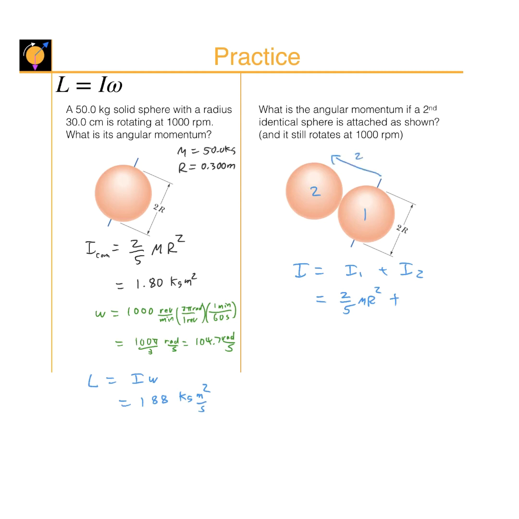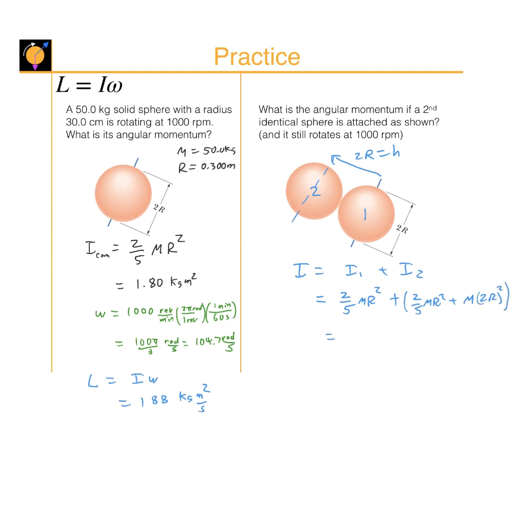This distance here is 2r. So we need the moment of inertia through the center of mass, which is 2/5 mr squared, plus m times the distance here, this distance h. So it's m times 2r squared.